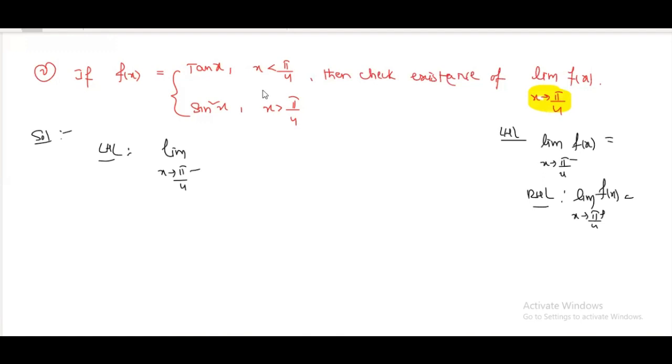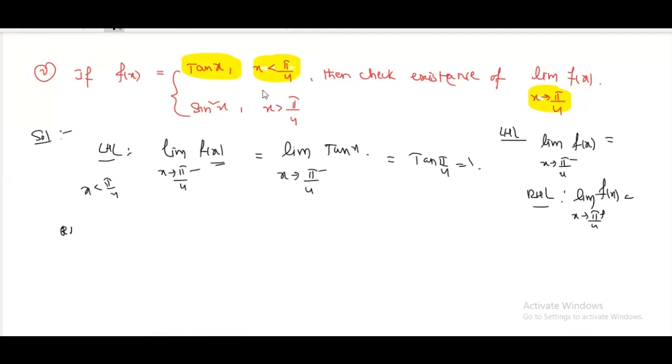So limit x tends to pi by 4 minus f of x means when x is less than pi by 4. What they have given as the function is tan x, so we should take that. So that is limit x tends to pi by 4 minus of tan x. What will you get for tan x here? tan pi by 4 is 1.